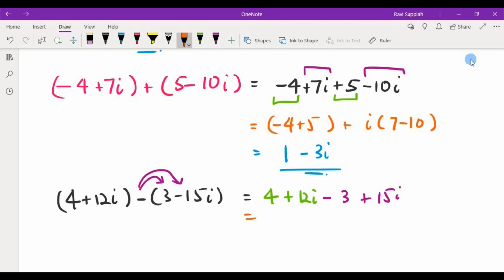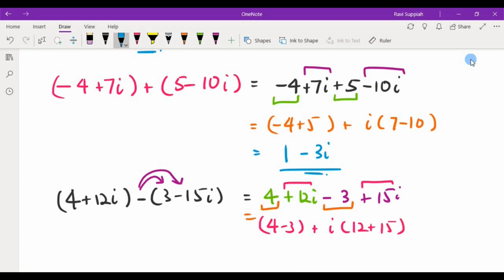So for the real parts, I have this and this, and for the imaginary parts, I have this and this. So I have 4 minus 3 plus i(12 plus 15), which will give me 1 plus 27i.